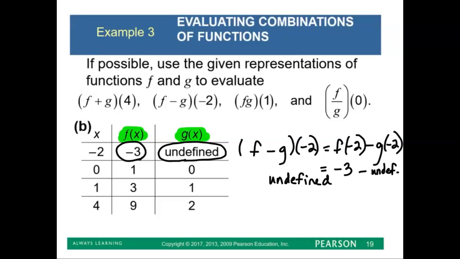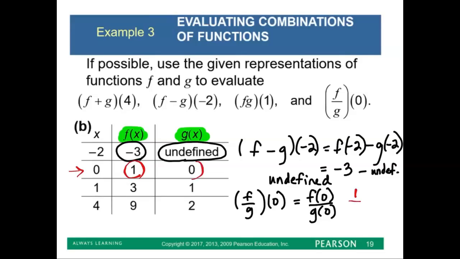Okay, and so now let's look at (f divided by g)(0). So that is just f(0) divided by g(0). So this time we are looking where x is 0, so that would be on this row. So we have f(0) is 1, okay, and then g(0) is 0. Now we notice that this expression is undefined because there's a 0 in the denominator. So the final answer for this is undefined, just like the first one was.